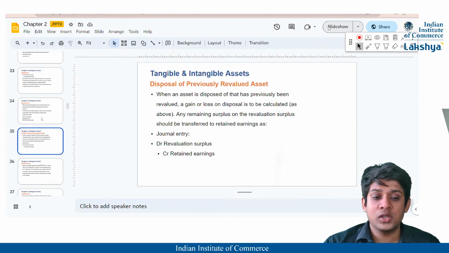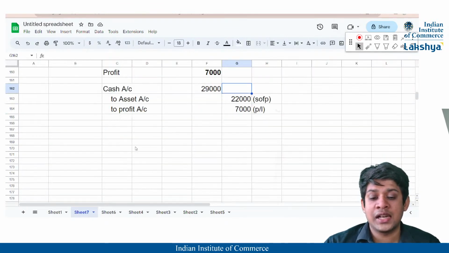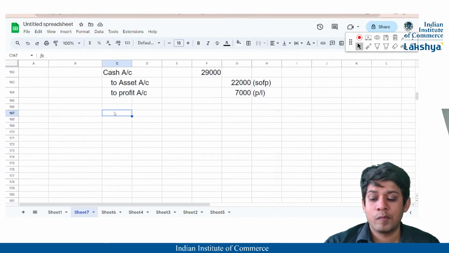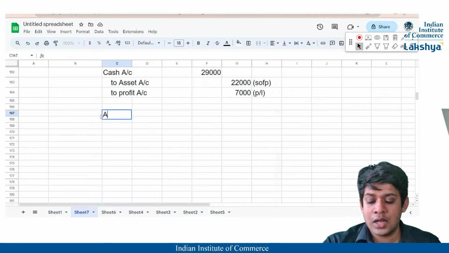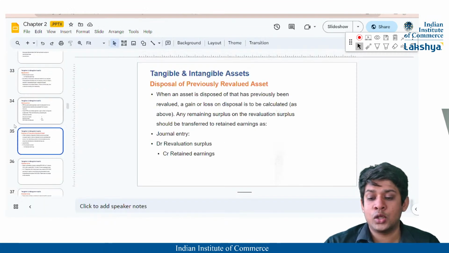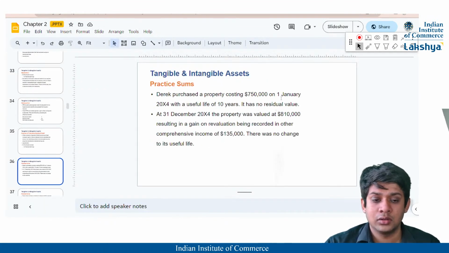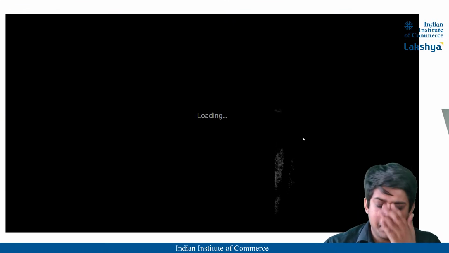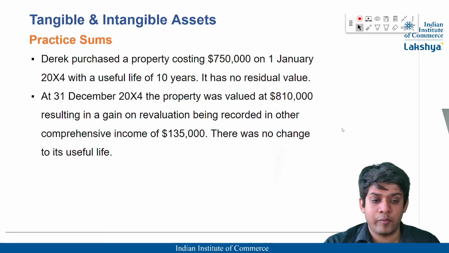Yes. So, disposal of a revalued asset. Now we'll understand disposal of a revalued asset. Now guys, maybe say there was an asset. Actually, we'll directly understand it through an example because we have it here. Let us read through the example and then do the accounting for the same.